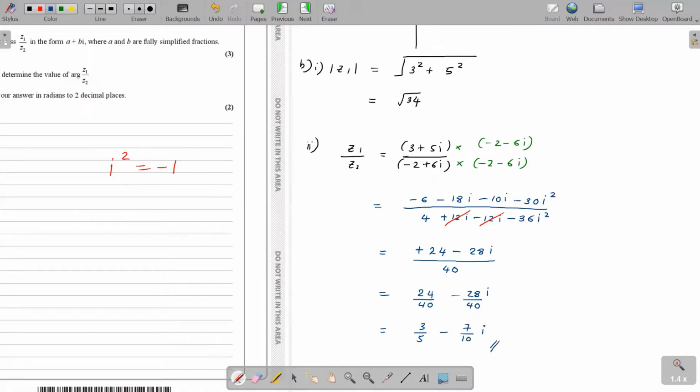Make sure you show all these steps, because that's what tells them that you didn't use the calc. Especially these opening of the bracket must clearly be seen. The multiplication by minus 2 minus 6i must be seen. Okay.